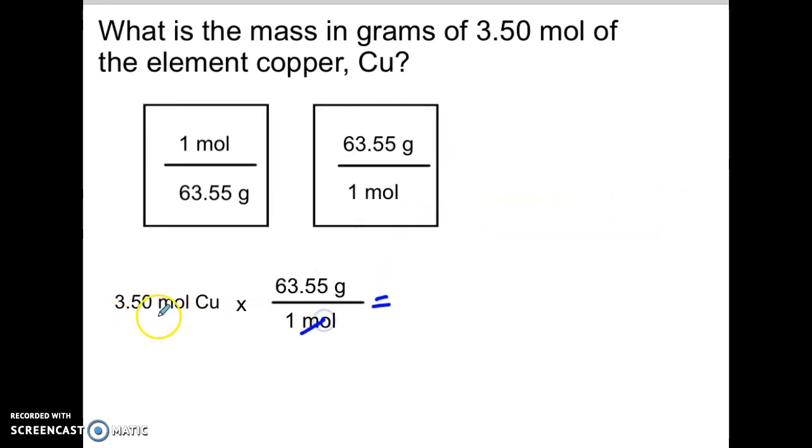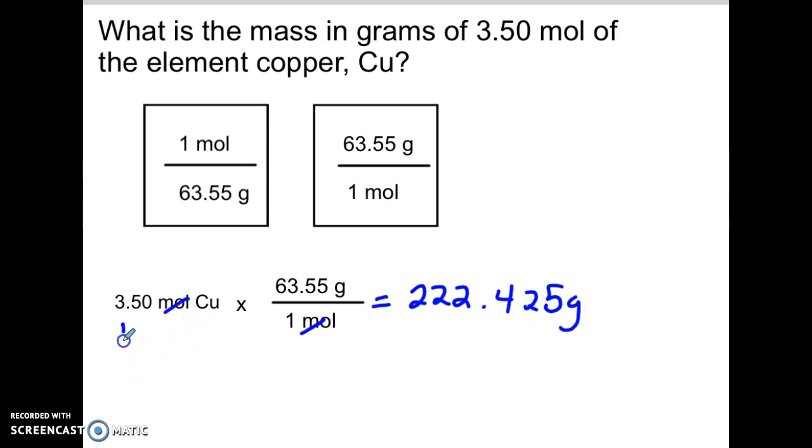And so since moles will cancel, I punch in my calculator 3.50 times 63.55. I will divide by whatever's in the denominator. In this case, it's 1. And my calculator punches out 222.425 grams. Okay? Now, that's what your calculator says. You can't put all of those numbers down.